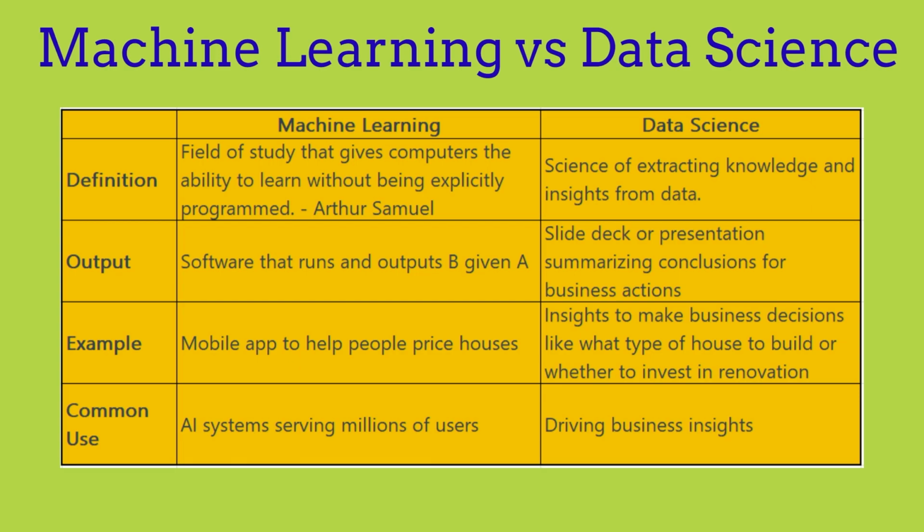Now we're going to talk about the difference between machine learning and data science. Basically, machine learning is defined as the field of study that gives computers the ability to learn without being programmed.